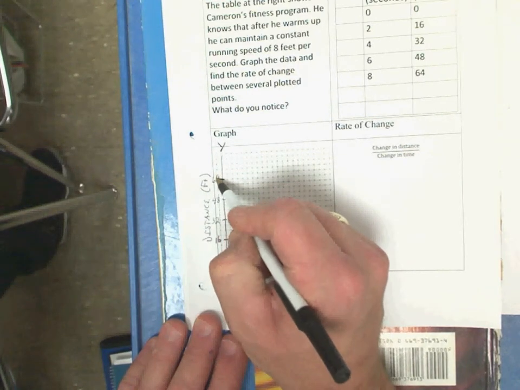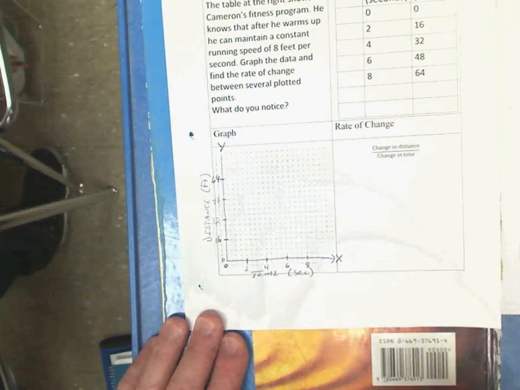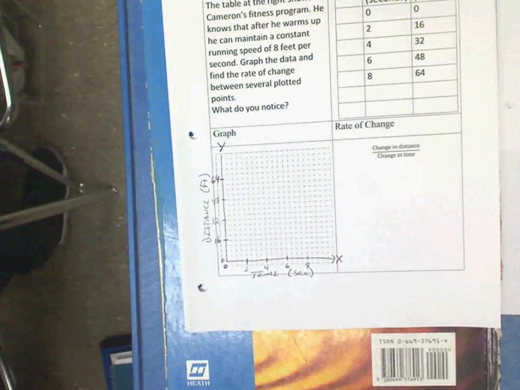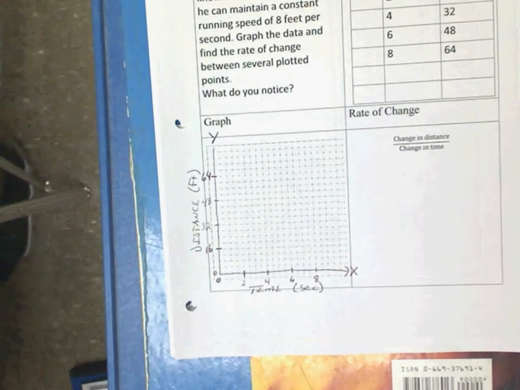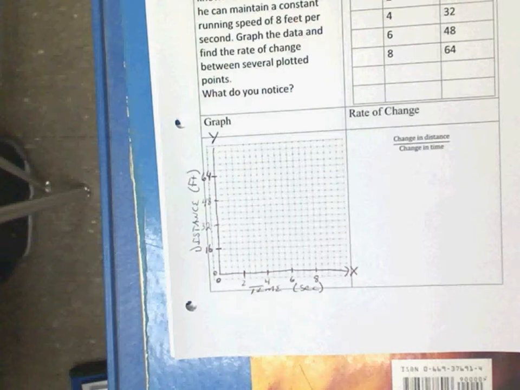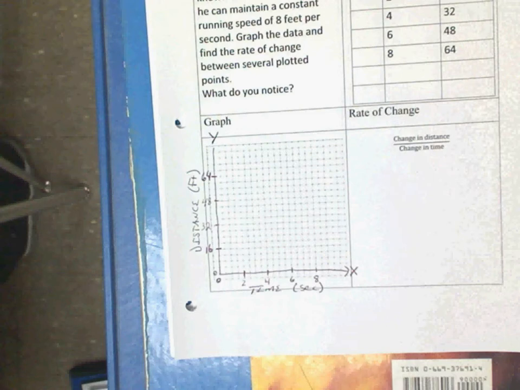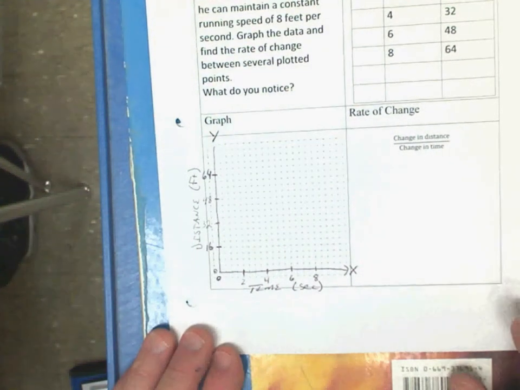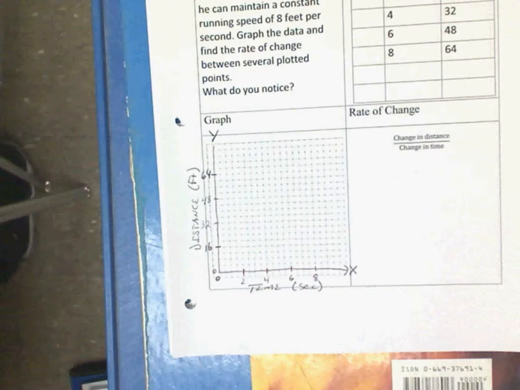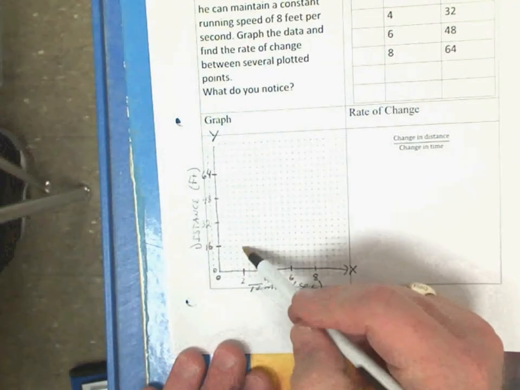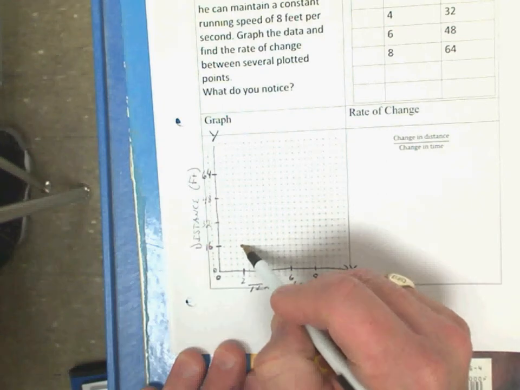All right, and now what we've got to do is plot our points. Okay, so let's plot our points. So someone give me a coordinate off of the table. Go ahead, Dino, give me one. 2, 16. 2, 16, right? So we go to 2. We put a point here at 16. So that's our first point, 2, 16.